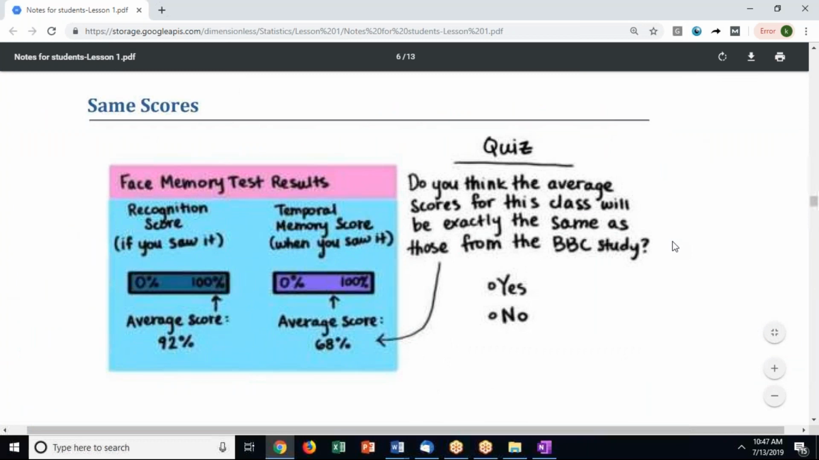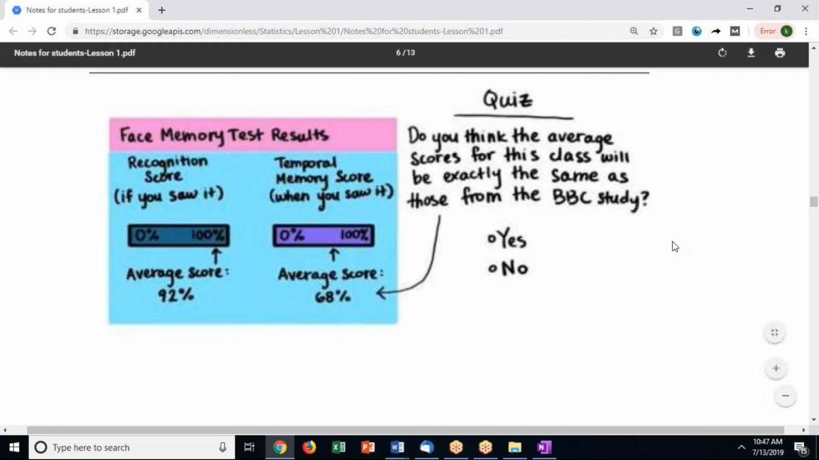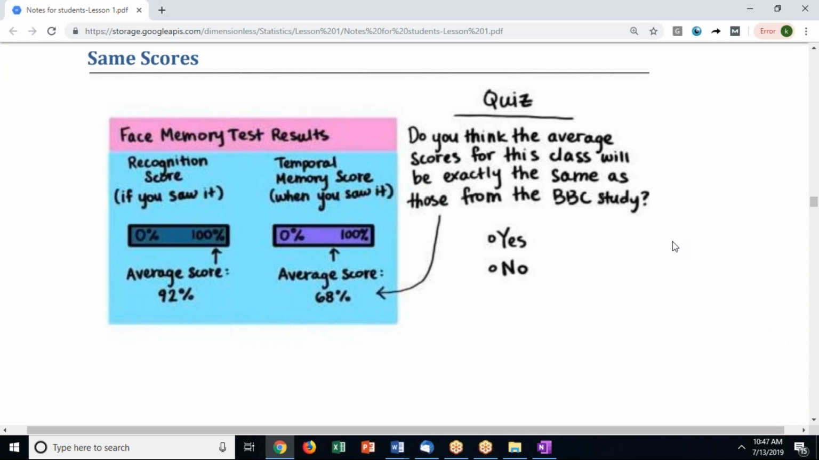All right, let's quickly move on. This is an important question. Now, a quick question for everyone. There's a concept of population, there's a concept of sample, right? And I'm saying for the population, the average recognition score is 92%, and the average temporal memory score for the population is 68%. That's what we know, right? Average recognition score for the population is 92%. Average temporal memory score for the population is 68%.